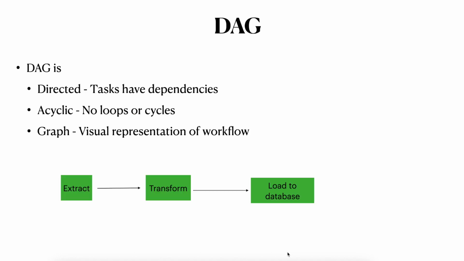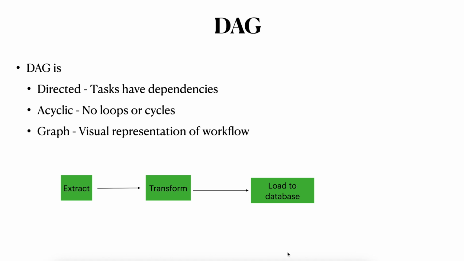So what is a DAG? DAG is a directed acyclic graph. Directed meaning a task has some dependency. One task depends on another task, when we are dealing with multiple tasks or we have a workflow of a set of tasks. Acyclic, there will be a dependency on tasks, but there will be no loop, no cycle. It's a one-way path. One task's output goes to another task as input.